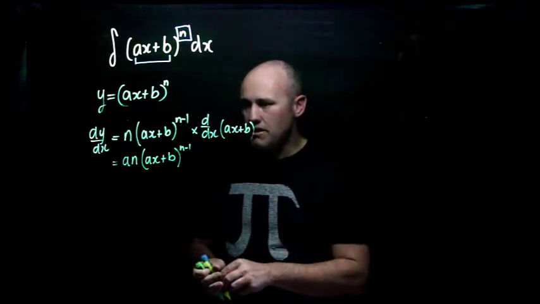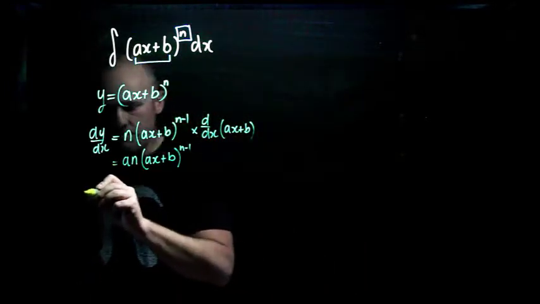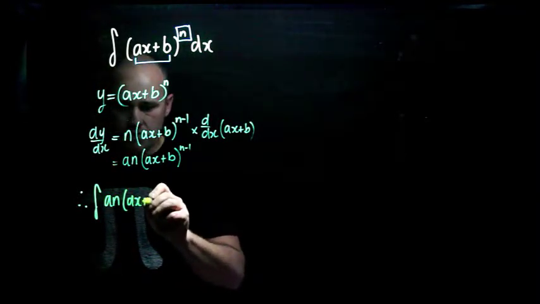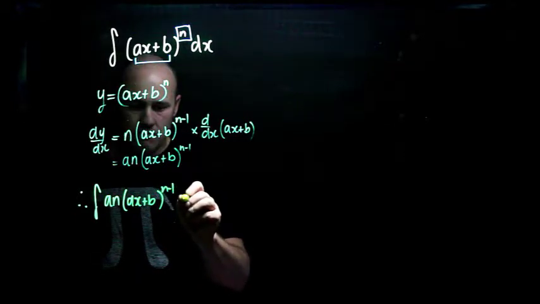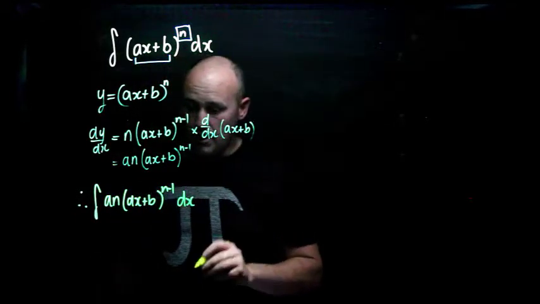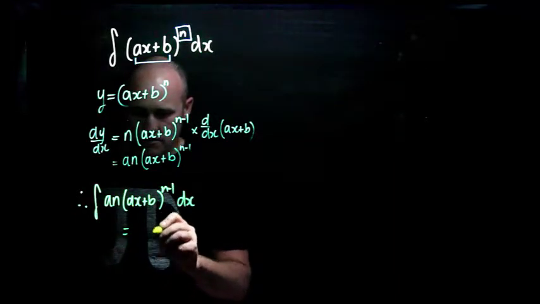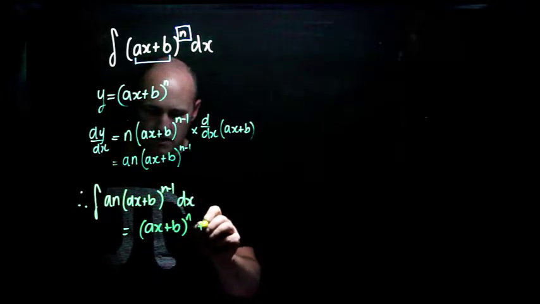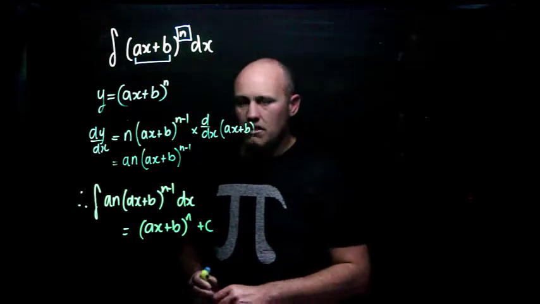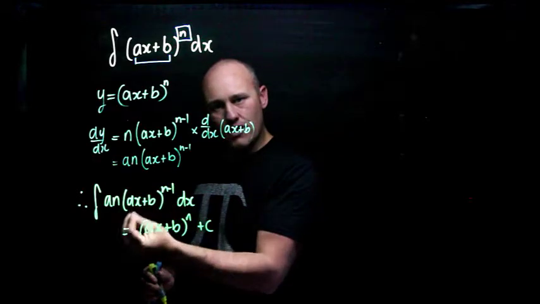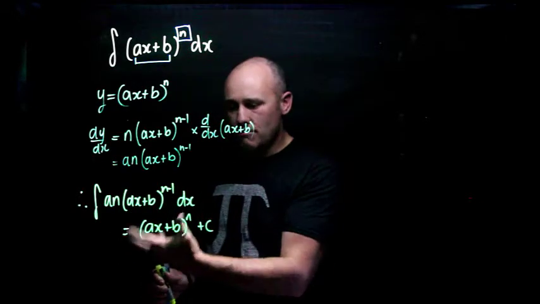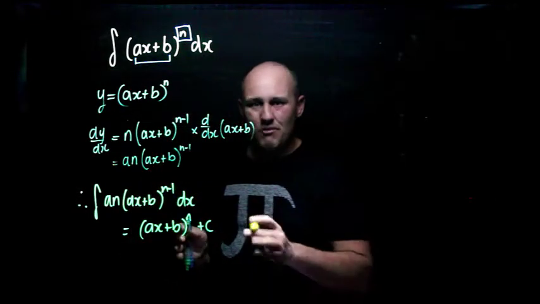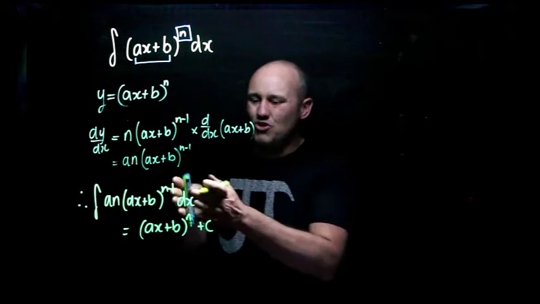So what that means is that if I integrate an times ax plus b to the power of n minus 1, I get ax plus b to the power of n plus some constant. So this is an an factor at the front, whatever that is. It's just an additional factor. There's not really a rule that exists for this one, but let me write down a rule that is better, because we wouldn't normally start with n minus 1.